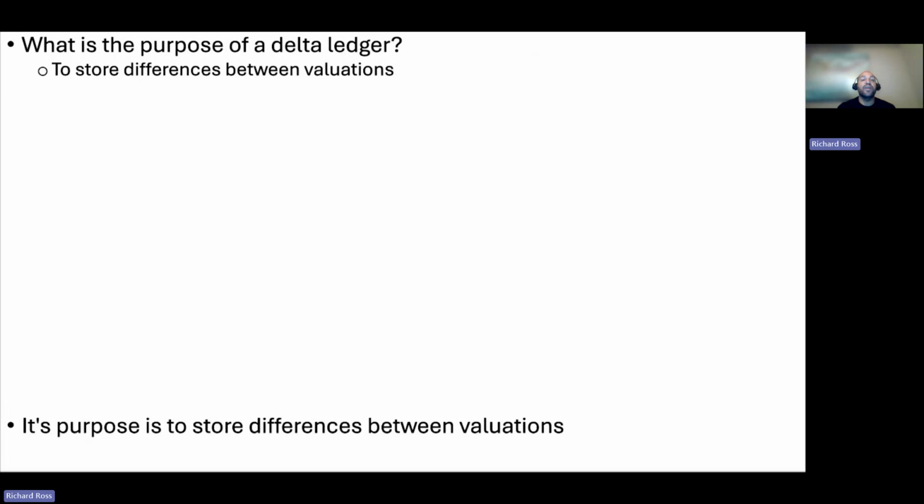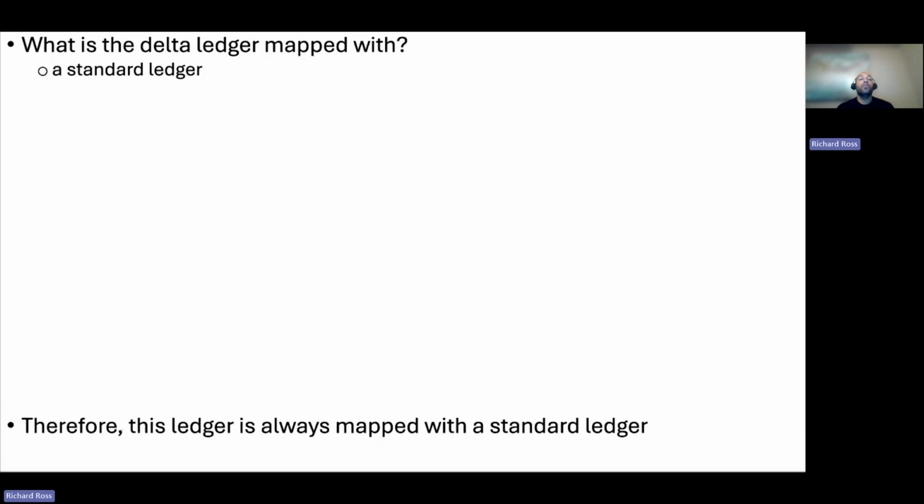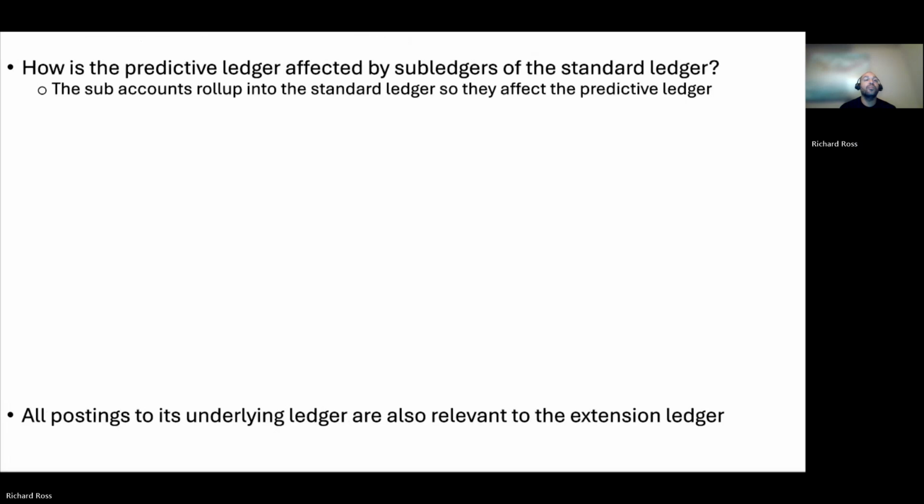What is the purpose of a delta ledger? To store differences between valuations. What is the delta ledger mapped with? A standard ledger. How is the predictive ledger affected by subledgers of the standard ledger? The sub-accounts roll up into the standard ledger, so they affect the predictive ledger.